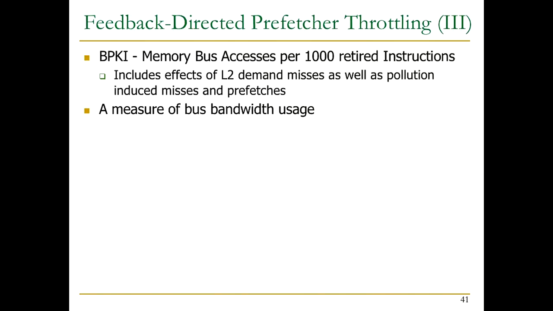OK. So there's another aspect to this, which is energy and bus bandwidth. So you can measure bus bandwidth or memory bandwidth utilized with bus accesses per 1,000 instructions, for example. This includes the effect of L2 demand misses as well as pollution-induced misses and prefetches. So that's what you would like to look at. Number of prefetches sent is not necessarily a good metric, actually. I mean, it's not bad, but you can do better. If you look at how much you change the bandwidth utilization, that's better because it really looks at the overall effect. So it's really a measure of bus bandwidth usage.